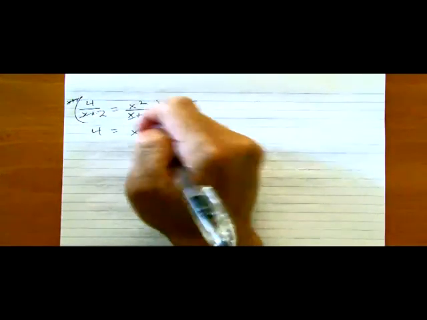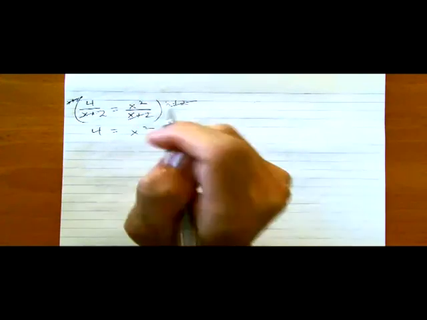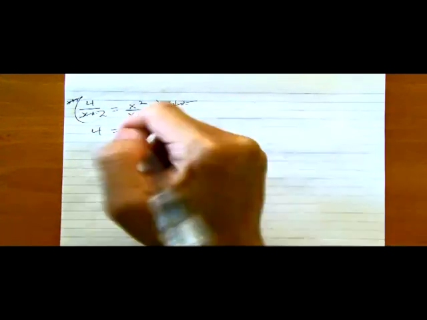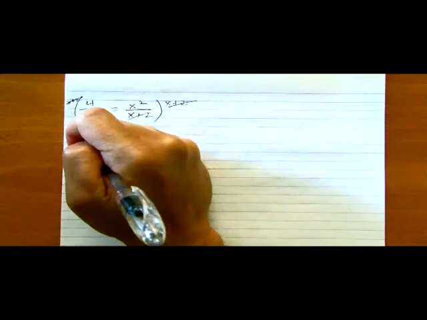Since there's an x squared in the problem, we should try and get this in standard form. We need to get a 0 on one side. I'm going to get rid of the 4. So, to get rid of the 4, I'm going to subtract 4 on both sides. Now we have a 0, x squared minus 4.